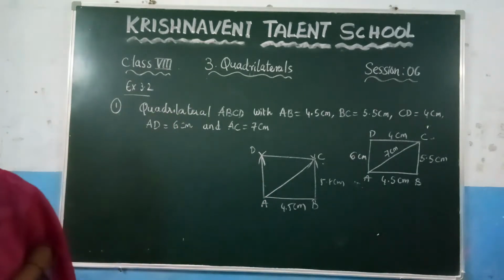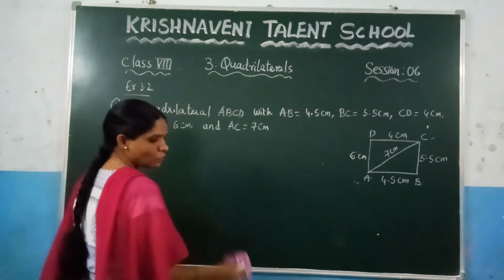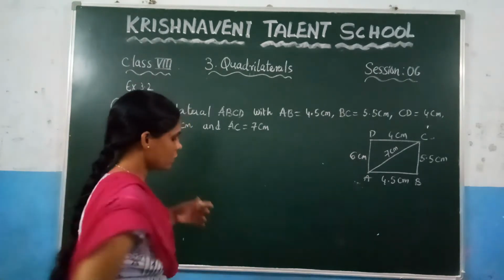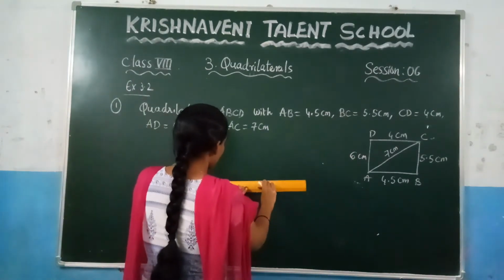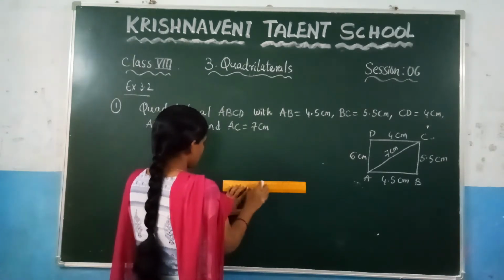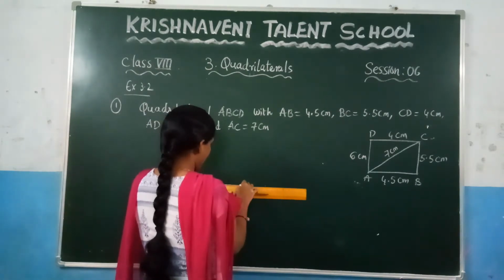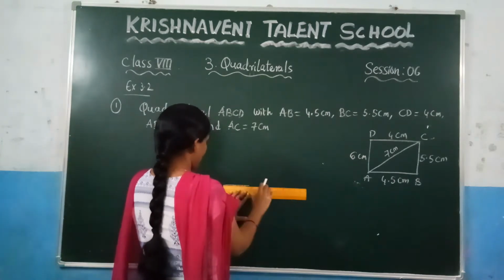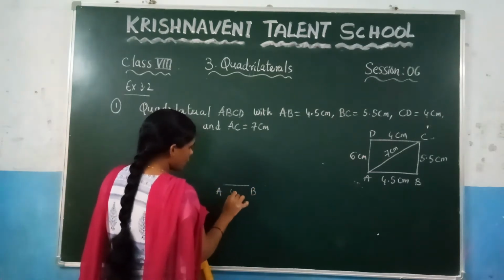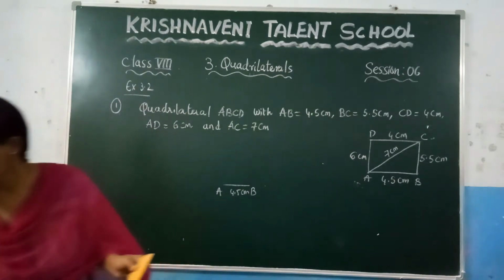Now see, with the help of the geometrical instruments, how do you construct this quadrilateral? So first you need to make a length of 4.5. With the help of the scale, you know that in between 4 and 5 you will get 4.5. This is the length which is 4.5. Name it AB, which is 4.5 centimeters. So first you need to construct the triangle.